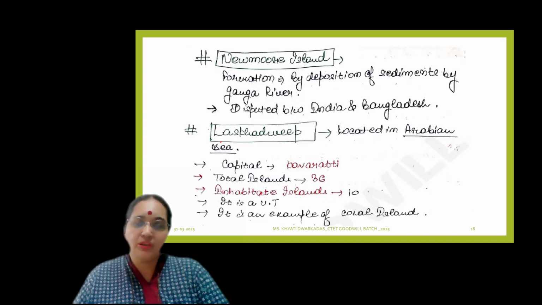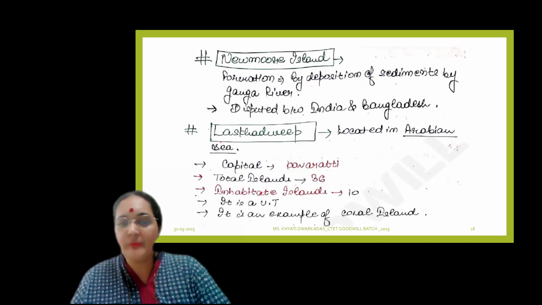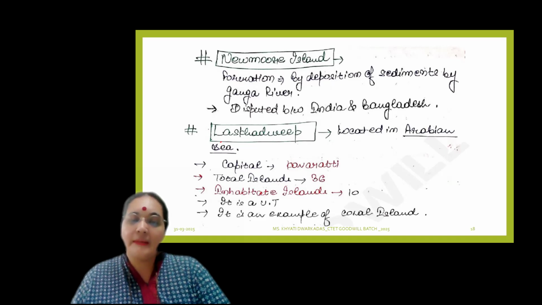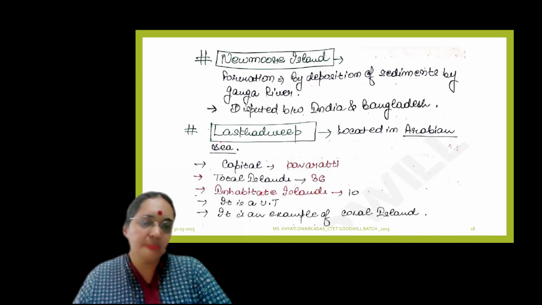And then we come to Lakshadweep in the Arabian Sea. The capital of Lakshadweep is Kavaratti. There are a total of 36 islands there. Inhabited islands are only 10. It's a union territory of India and a very good example of coral islands.